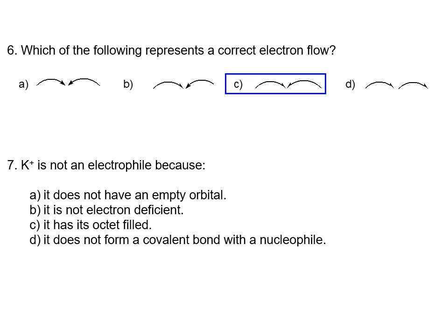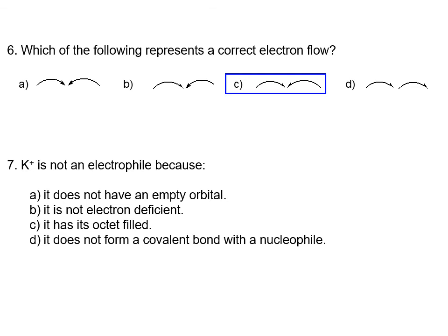Question number 7. Potassium cation is not an electrophile because A. It does not have an empty orbital. An electrophile must have an empty orbital, and so species without an empty orbital are not electrophiles. But that does not mean that that's the reason why potassium cation is not an electrophile. Actually, it does have an empty orbital. So A is not the correct answer.